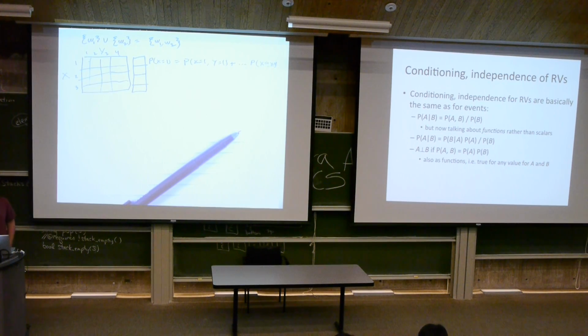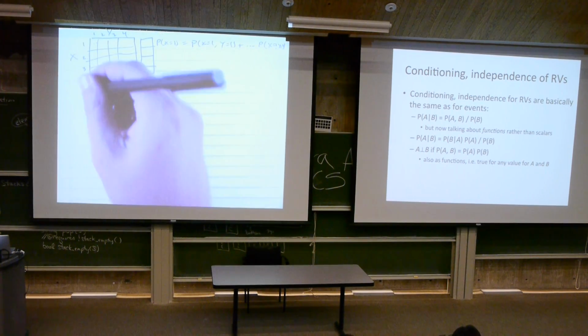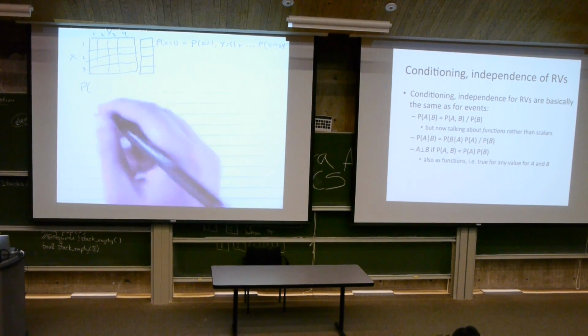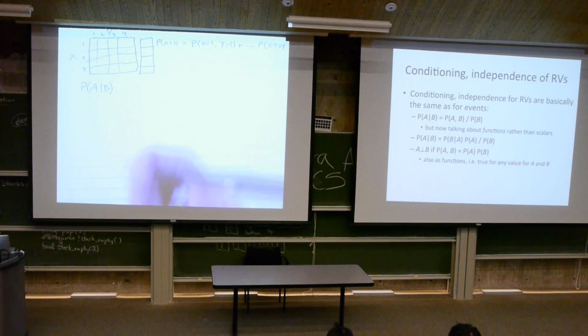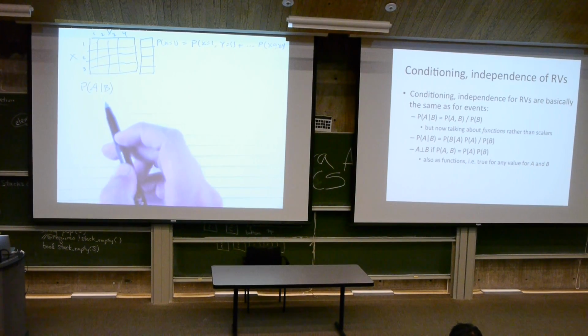If you have random variables, you can also condition just like you could with events. It's basically the same thing. The probability mass function of A given B is the probability of A and B divided by the probability of B again. But when we're talking about this equality, we're talking about it as functions. So for example, P of A given B, as I wrote it here on random variables, is a table.